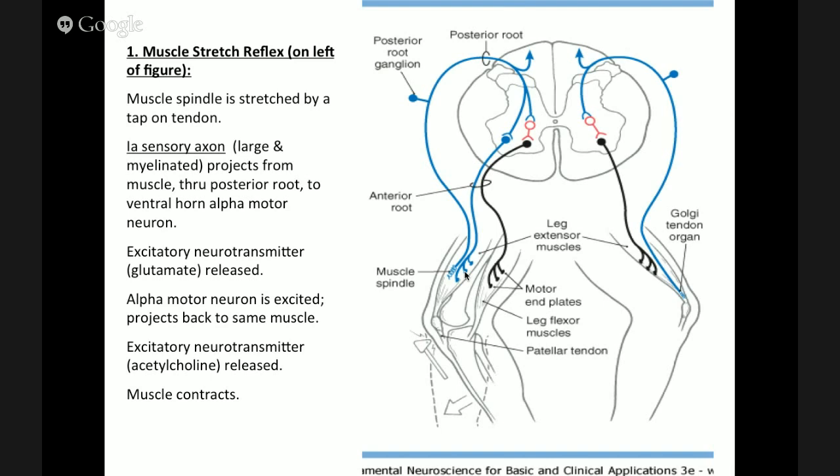This is based on activation. This is of course an alpha motor neuron. The excitatory neurotransmitter released within the spinal cord is glutamate, and acetylcholine, of course, is released at the neuromuscular junction. So the muscle contracts.